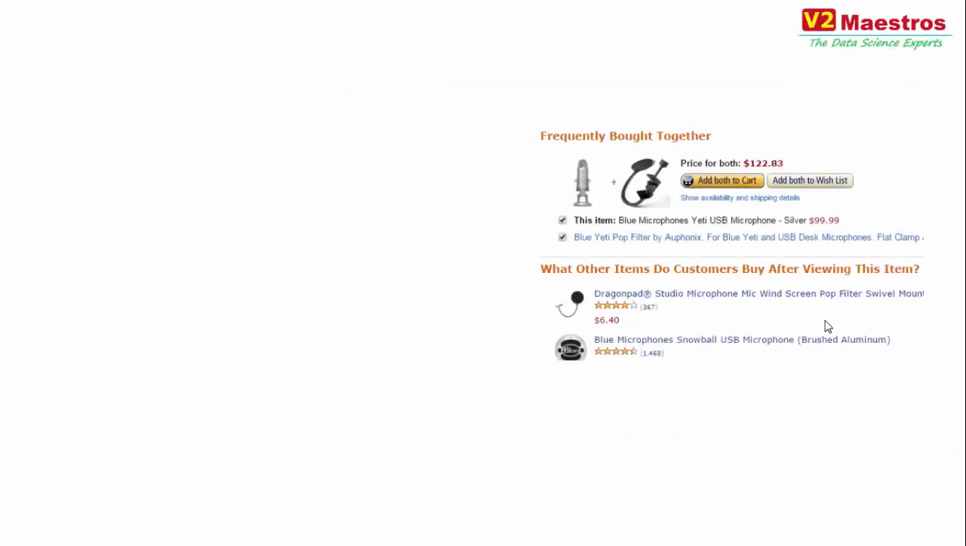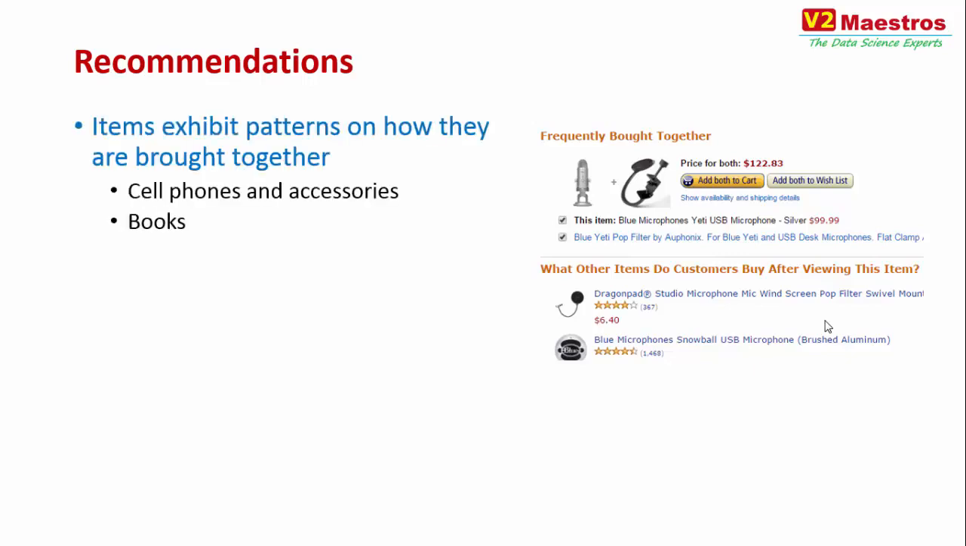The second application you would see is about retailing. Whenever you go to a website and do your shopping and put some items in your shopping cart, immediately you see some recommendations coming up. Like in the case of Amazon, you would immediately see a recommendation like items frequently bought together. How do they make these recommendations? Items exhibit patterns on how they are bought together, like cell phones and accessories, books. Some items that are frequently bought together exhibit those affinity patterns.